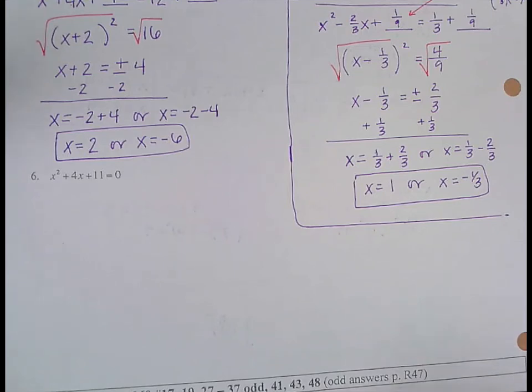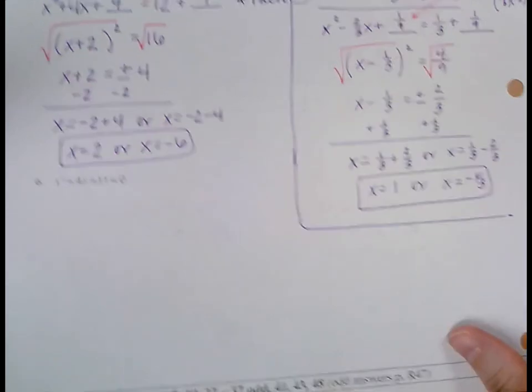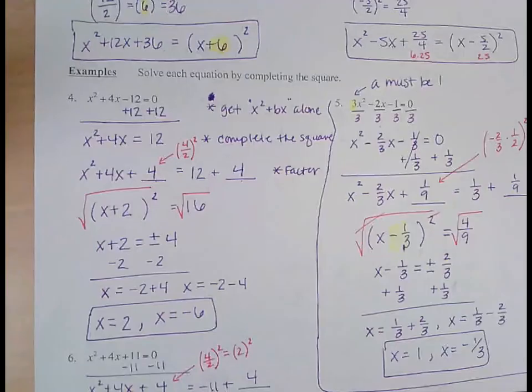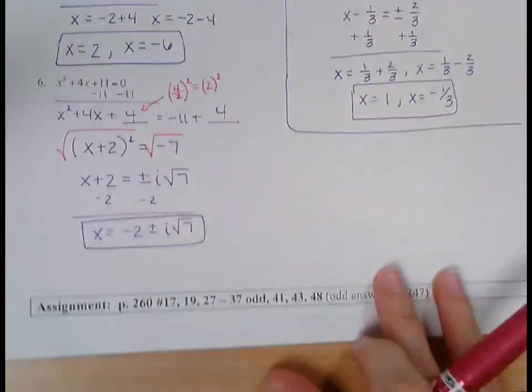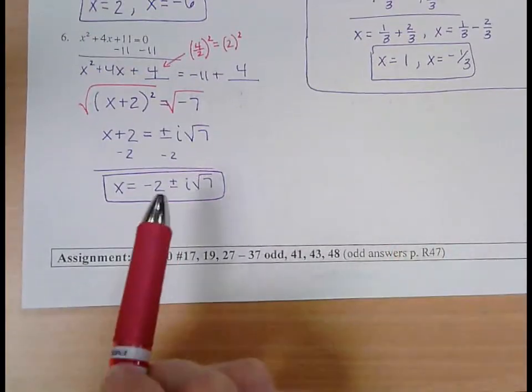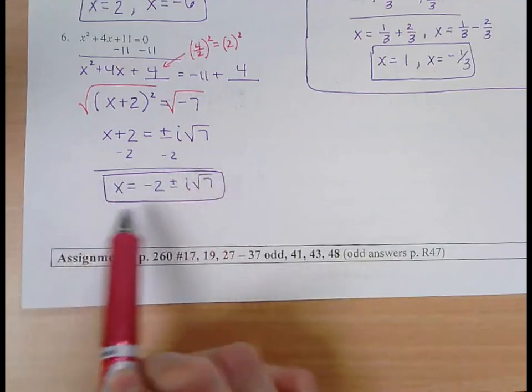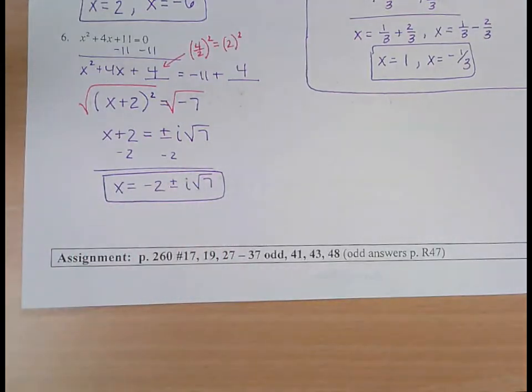All right, I know I did not get to everybody, and I will still go over there and double check that you're all okay on that side of the room. But this way, just so you can check, this is the answer for number 6. So remember, when you have the square root of a negative number, it is imaginary. You need the i in there.